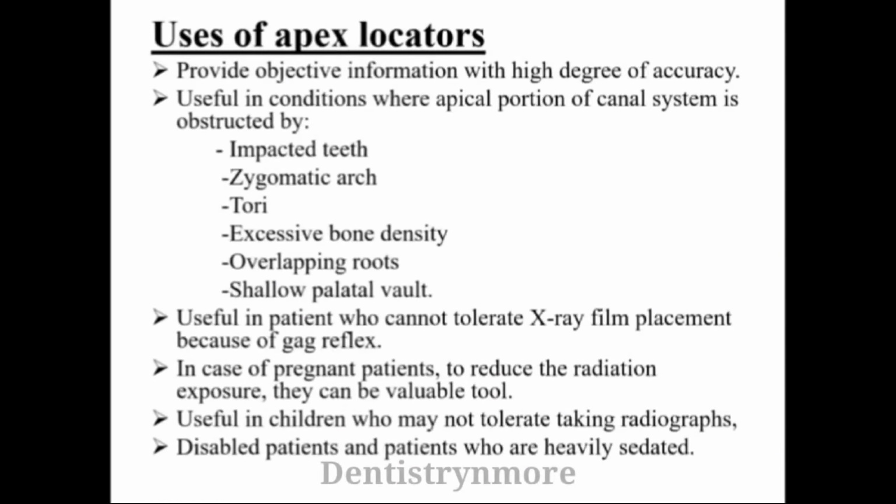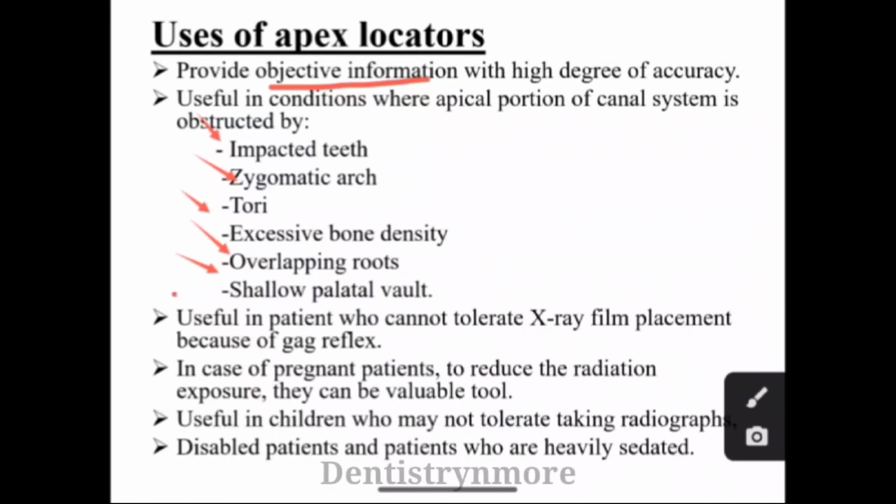Next are the uses of the apex locator. It provides objective information useful in conditions like impacted teeth, zygomatic arch, excessive bone density, overlapping roots, and shallow palatal vault. In pregnant patients, it can be used to reduce radiation, and it is useful in children who cannot tolerate the radiograph, and can also be used in disabled patients and patients who are heavily sedated.